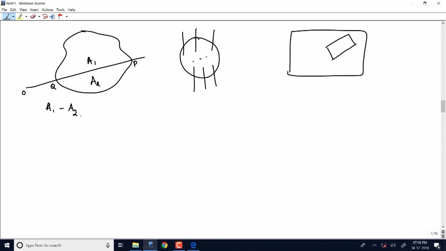So initially we had A1 minus A2 greater than 0, and as we rotate we come to a second position, maybe this, let me name it Q1 and P1. When it is in this position, we see that the area A2 is much larger than the area A1. So in this case we have A1 minus A2 strictly less than 0. And it is also clear that A1 minus A2 is a continuous function of theta, the angle of rotation.